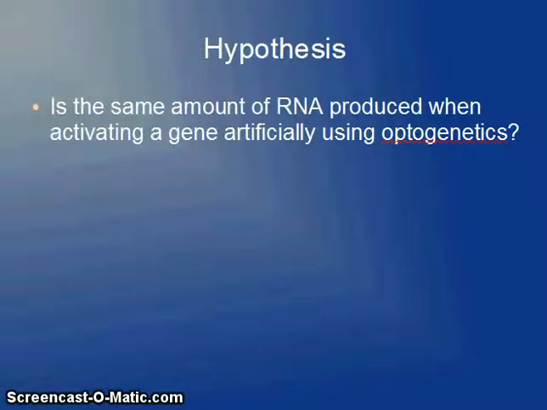Hypothesis. During the process of optogenetics, when the ADH gene is activated by light, it begins to break down the alcohol at once, whereas when the gene is activated due to the alcohol entering the system, it has to wait until the alcohol begins to be digested. The question is: is the same amount of RNA produced when activating a gene artificially using optogenetics?